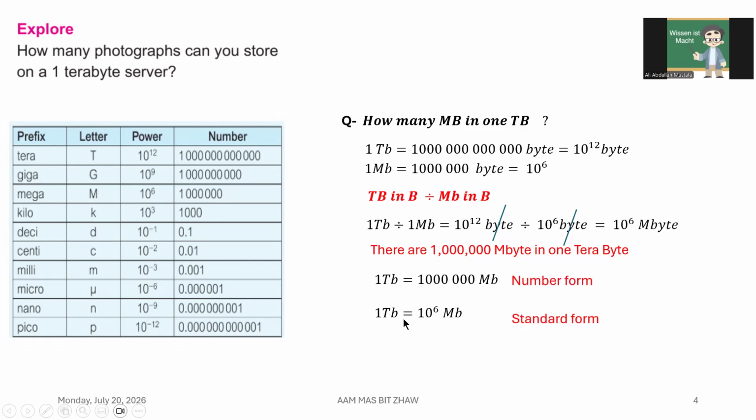So you can write this like this. This is the number form. We can write it in a number form. You change the power into numbers, or you add the 6 to the top, and it can be read like 1 terabyte equal 10 to the power 6 megabyte. This is the standard form or the scientific form. Okay.